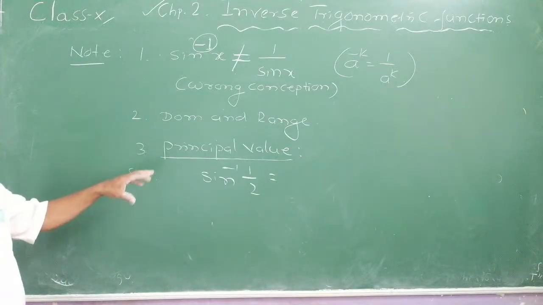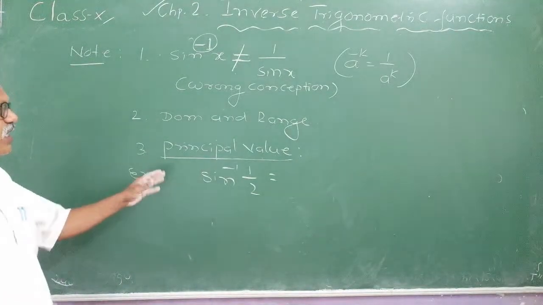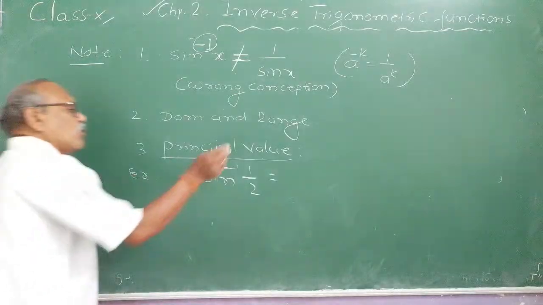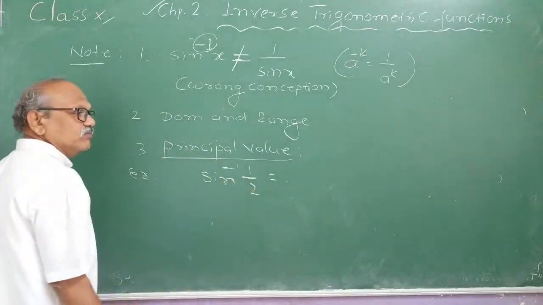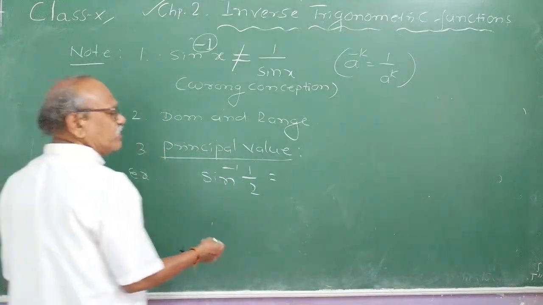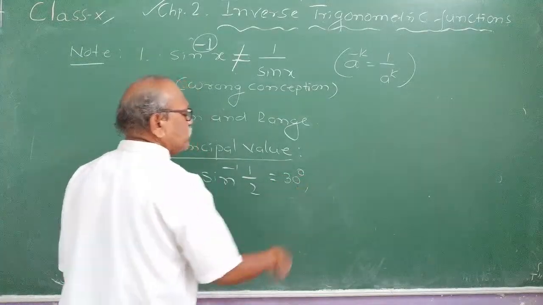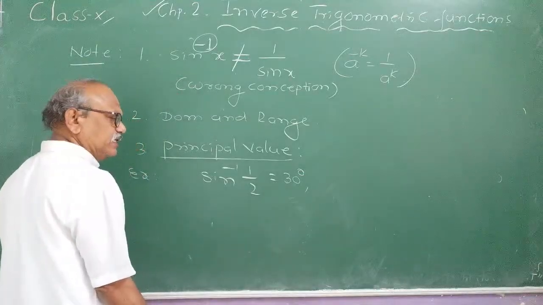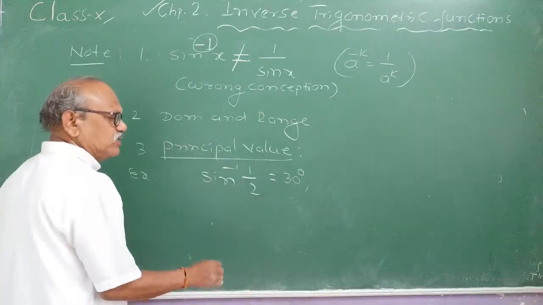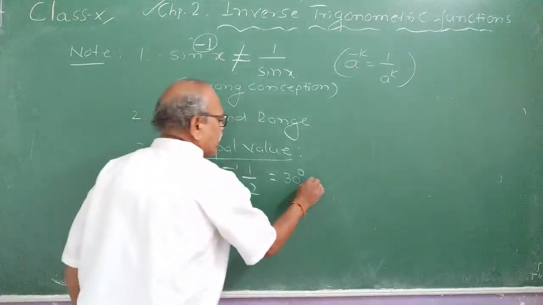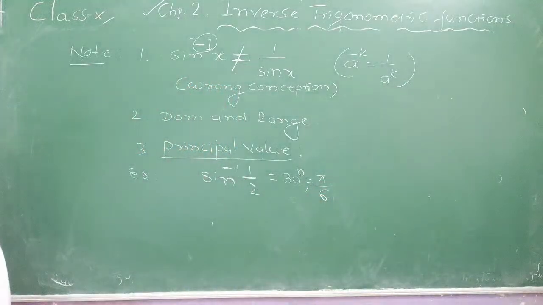In this case, you studied sine 30, the standard angles. In the inverse function, you have to take sine inverse 1 by 2, meaning for what angle theta you get 1 by 2. You can get it for 30 degrees. Sine 30 degrees is 1 by 2. And in the restriction of minus π/2 to plus π/2, any other values? No other values. Or you can take it as π/6.